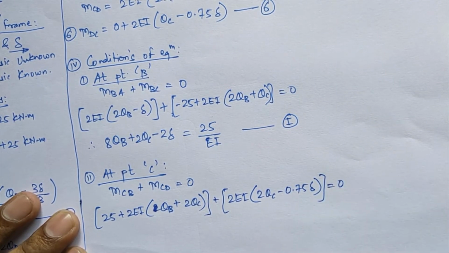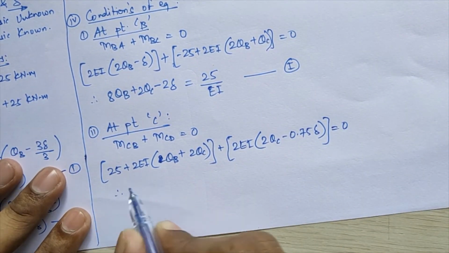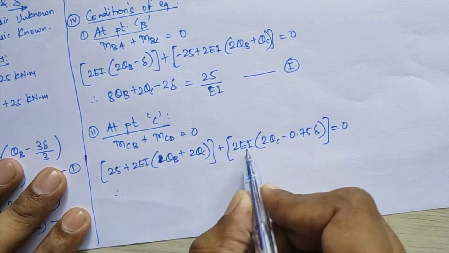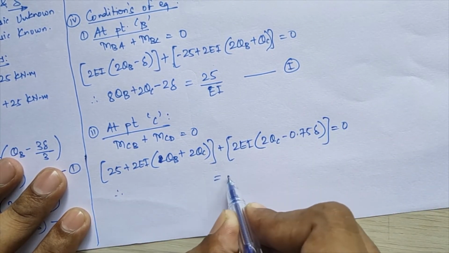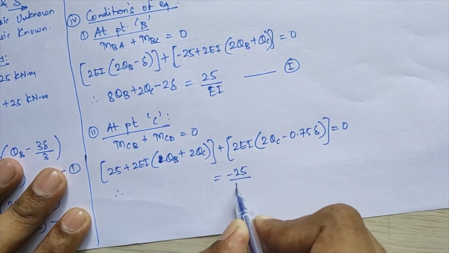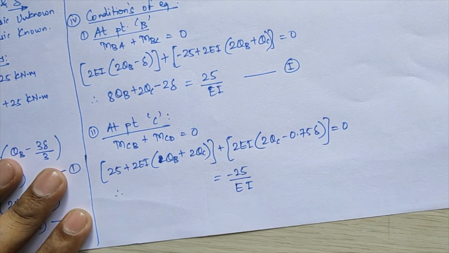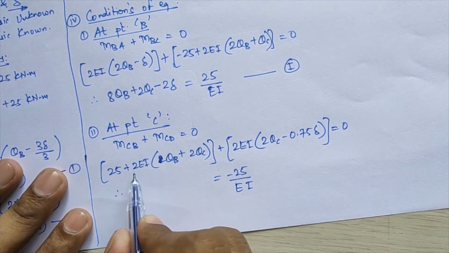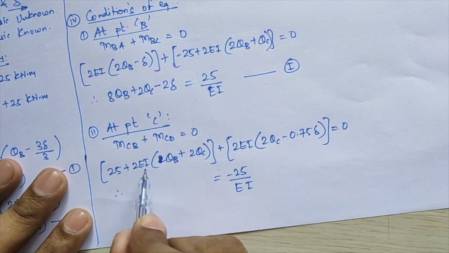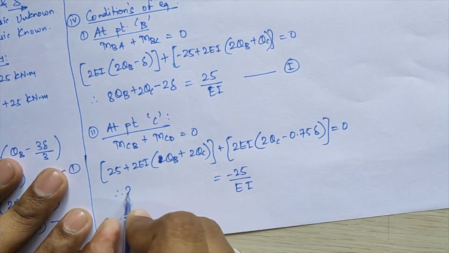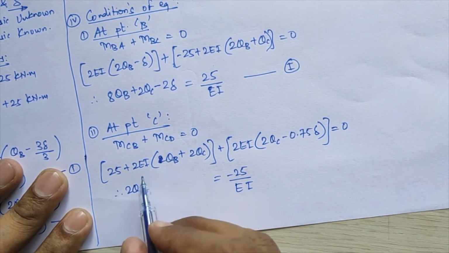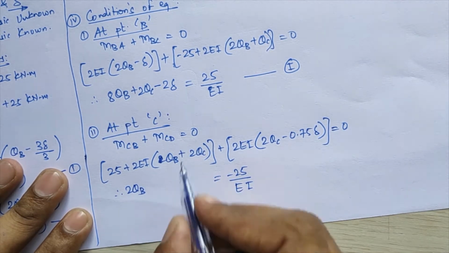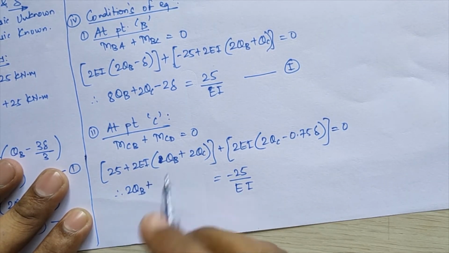That is again 2 times of EI into bracket 2 theta c minus 0.75 of delta is equal to 0. So if I simplify this, first I will simplify the constant term. Here there is no constant term, so this 25 will become negative, divided by EI. Now I'll check for theta b terms. Here only I am having 2 into theta b, here I am taking EI common, that I have divided here. Plus next I'll see theta c terms.